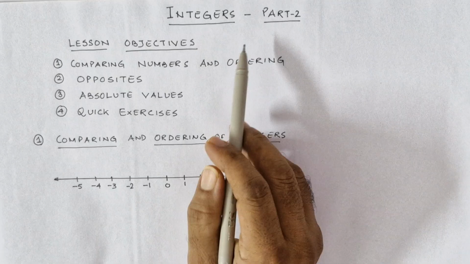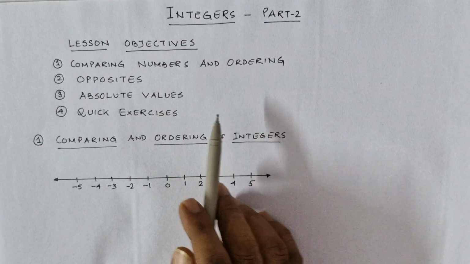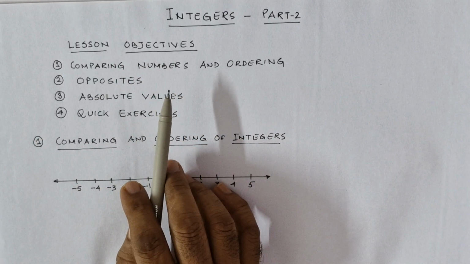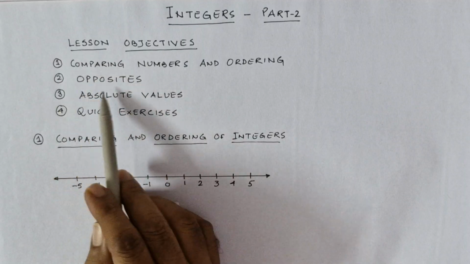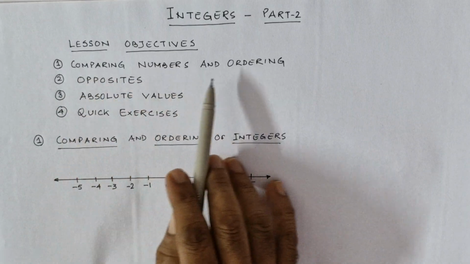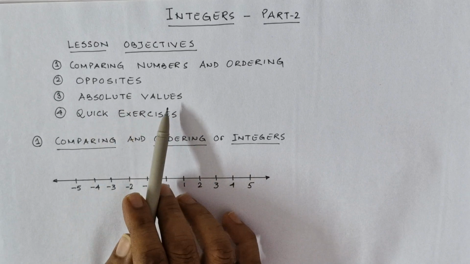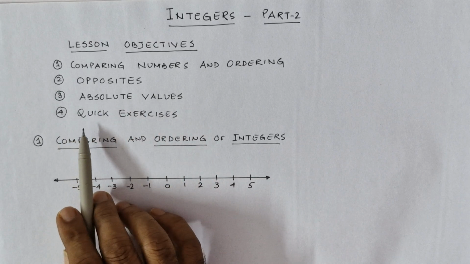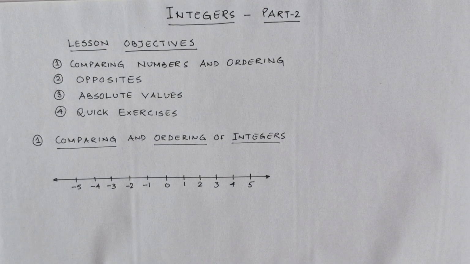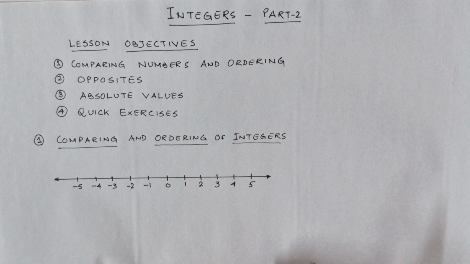Now today it is part 2 of integers, right? So this is our lesson objectives. In the last lecture I told you that we'll be taking up these areas today in part 2. So what are the objectives? First one is comparing numbers and ordering. Second one is opposites. Third one is absolute values, and fourth one will be a few quick exercises so that you can brush up your skills that you have learned in this and the last class. So let's jump in then.